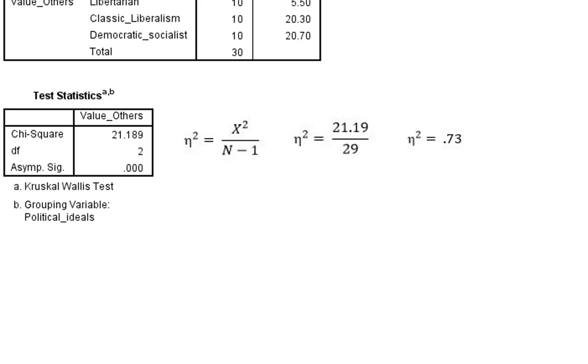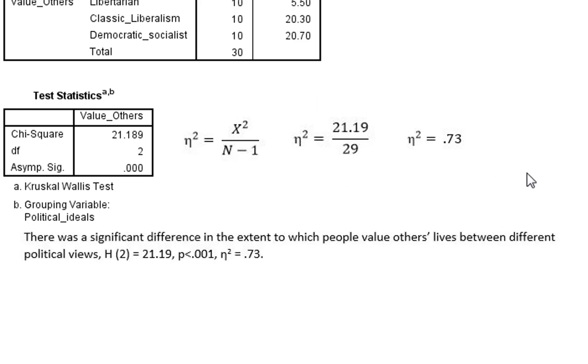We'd include that in our write-up as well, so we're now giving the reader a bit more information. The eta squared effect size is essentially the percentage of variability in the data that's accounted for by our independent variable. So political affiliation accounts for 73% of variation in the extent to which people value others' lives. So we can show a probabilistic effect here, and we can give an effect size as well.